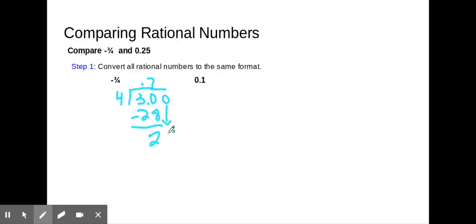And 4 goes into 20 5 times. 5 times 4 equals 20 exactly. So I know that I will have 0 left over. So negative 3/4 is the same as negative 0.75. All right, so now that they're both in the same format, I can move on and do the next step.